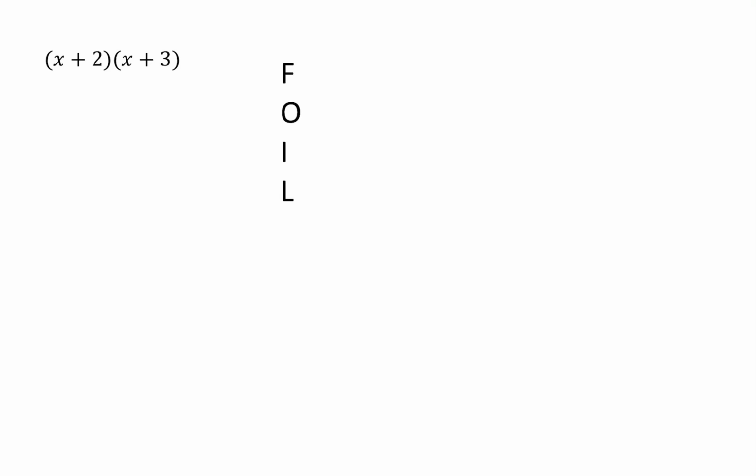So how do you multiply two binomials using the FOIL method? Well, we look at the word FOIL, and the F stands for first, the O stands for outer, the I stands for inner, and the L stands for last.